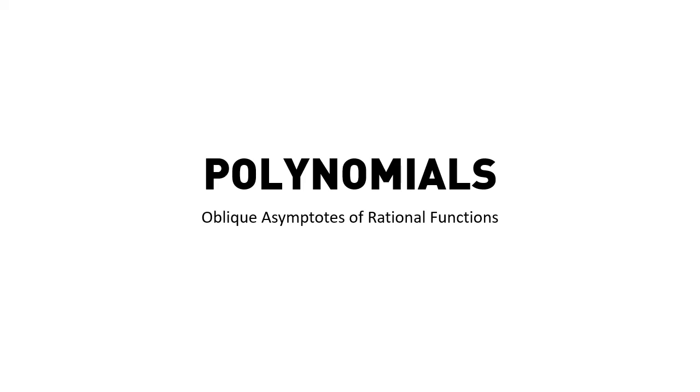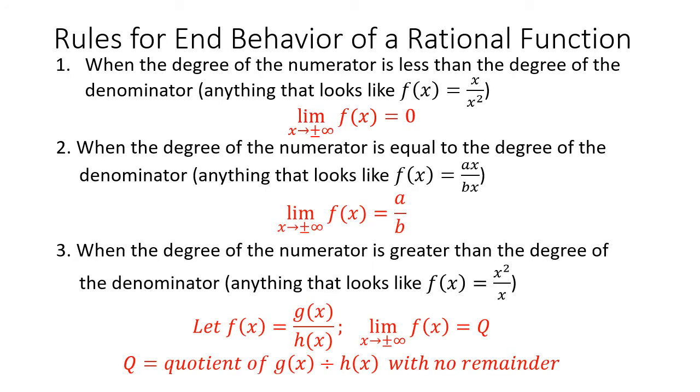Okay, we're still talking about the end behavior of rational functions in preparation for graphing. In the previous video, we talked about two of the three possible cases, or two of the three rules for the end behavior of a rational function. When the degree of the numerator is less than the degree of the denominator, the end behavior is 0. When the degree of the numerator is equal to the degree of the denominator, you just divide the leading coefficients, and that's what the end behavior is.